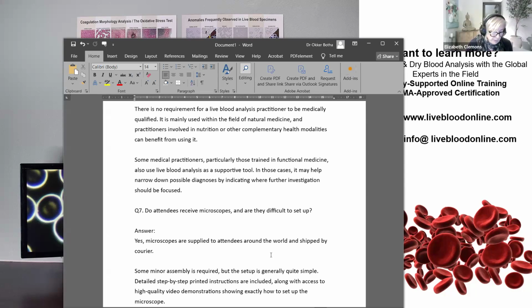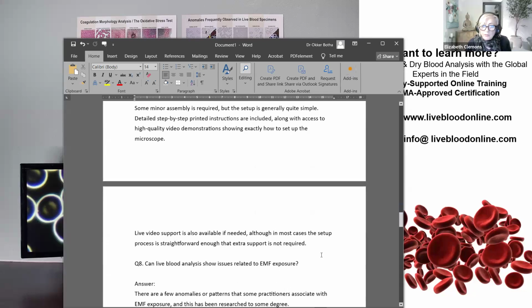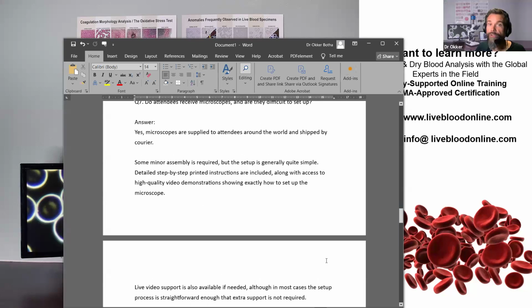Okay, thank you. And so is live blood analysis a medical test? And who can use it? Well, no, it's not really a medical test. Medical practitioners really work more with diagnosing medical diseases. Their focus is really to be able to work out what the medical diagnosis is in a case, so they can prescribe a specific prescription medicine to help with that specific medical condition. Live blood analysis is not really utilized that way.